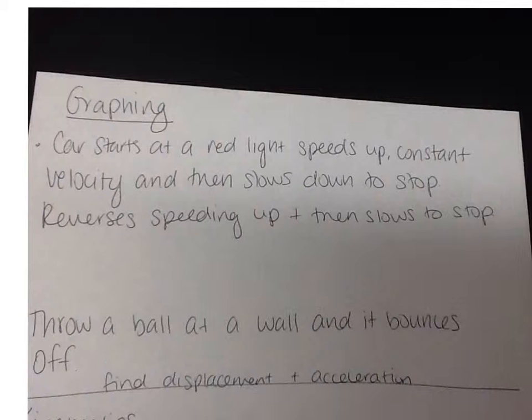A car starts at a red light, speeds up, gets to a constant velocity, then slows down to a stop, and then reverses, speeding up and slowing to a stop. So this could be an example like a car speeding up at a red light, then going at a constant speed, seeing a red light, slamming on its brakes, but accidentally going into the intersection, so it's got to go in reverse, and then stops when it's back before the red light. So pause the video and write that down.